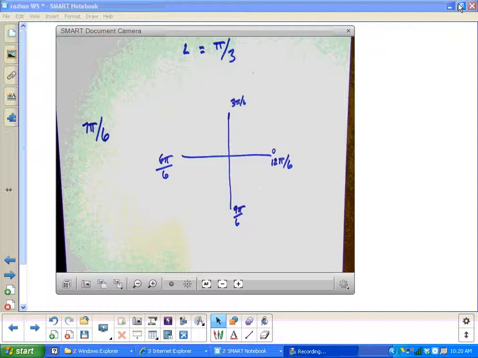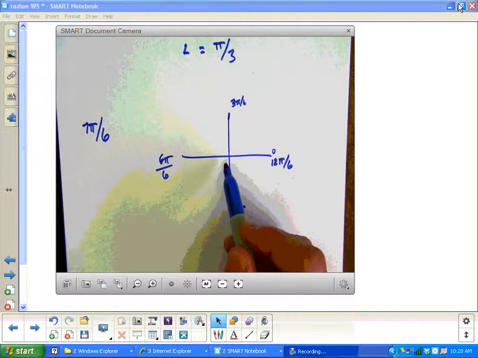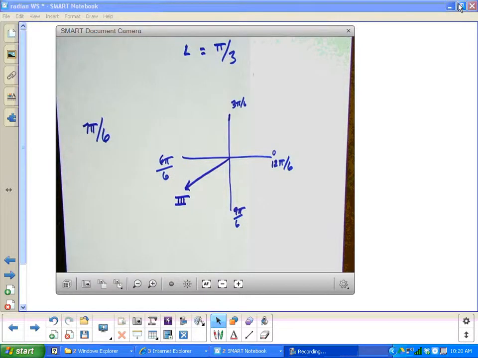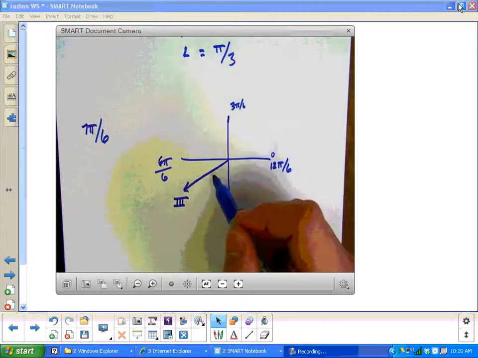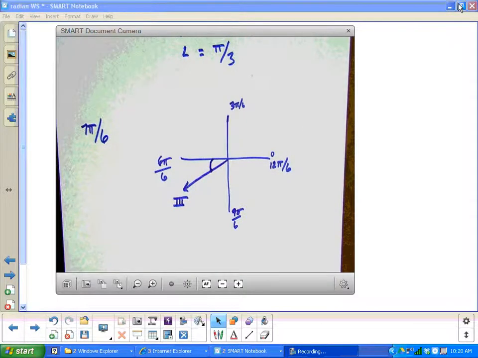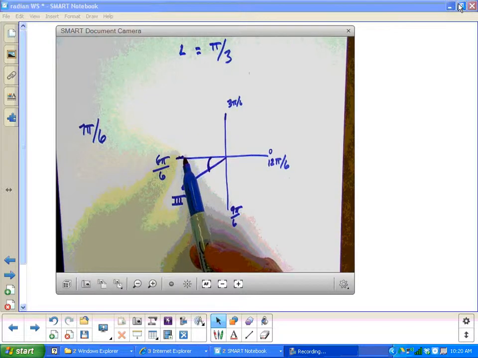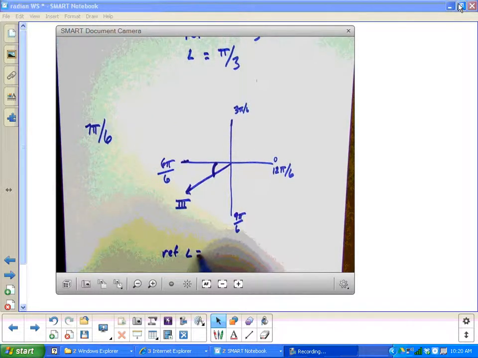Now, where is 7 pi over 6? It's going to go into the 3rd quadrant, right? Because if this is 6 pi over 6, it's going to be just a little bit past that. Now, let's talk about the reference angle. You remember what the reference angle is: the acute angle formed with the x-axis. So this would be the reference angle. If this is 6 pi over 6 and this is 7 pi over 6, what would just this little reference angle be? Pi over 6. So the reference angle is pi over 6.